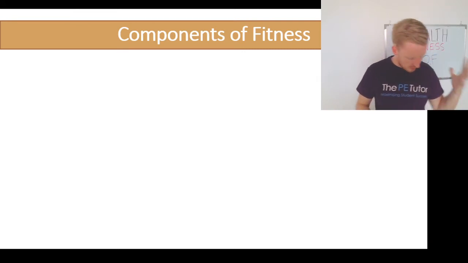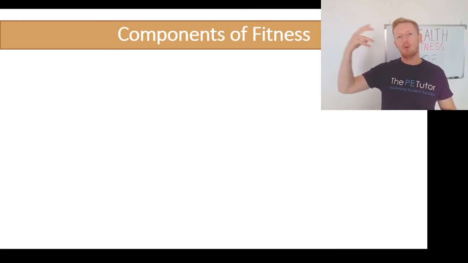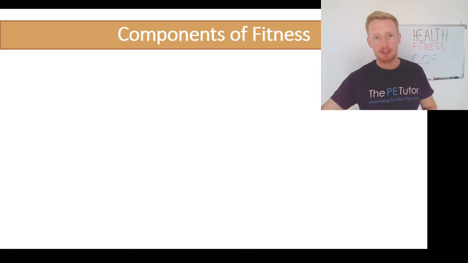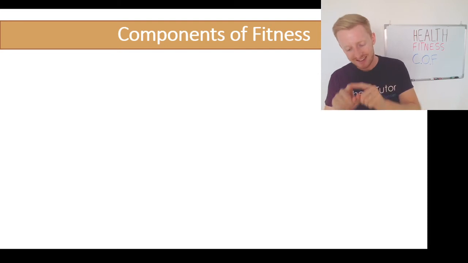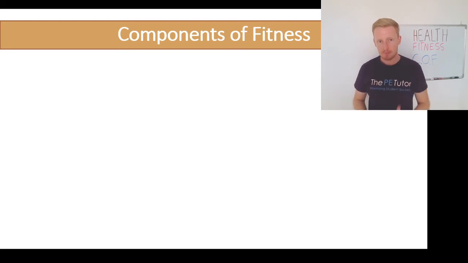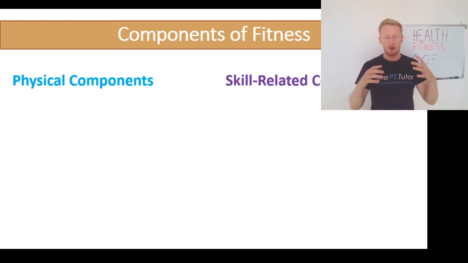So we've looked at health: physical, mental, social, emotional well-being, and we've looked at what fitness is. Fit for what? Can we meet the environmental demands without undue fatigue? Yes or no? Well, I did mention that a person can pick and choose parts of their fitness, parts of their all-round capabilities, and that's what these components are. And we've got two different categories of components of fitness.